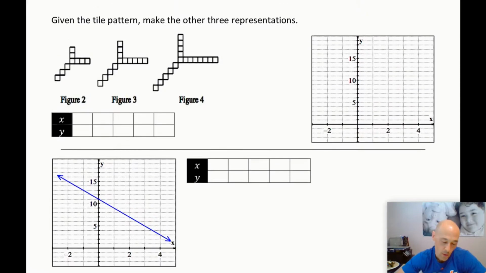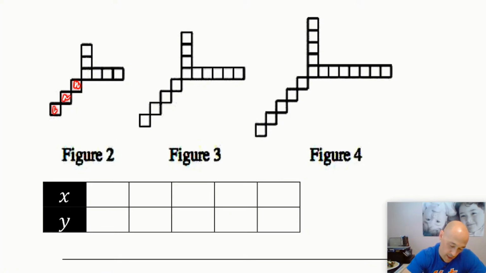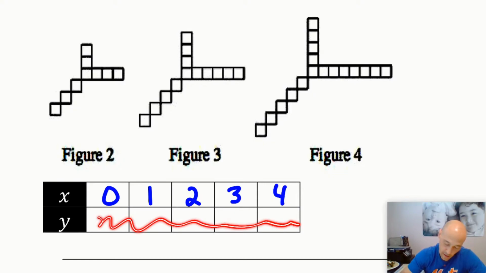All right, so we're going to look at this tile pattern that we're given here, and we're going to make a table, write an equation, draw a graph. So what I notice here is that we have 1, 2, 3, and notice this is figure 2. That's important. So I'm going to start my table. I'm going to do figure 0, figure 1, figure 2, figure 3, figure 4. So I'm going to put the matching numbers of tiles down below. So here we have 1, 2, 3, 4, 5, 6, 7, 8, 9. So we have 9 tiles in figure 2.